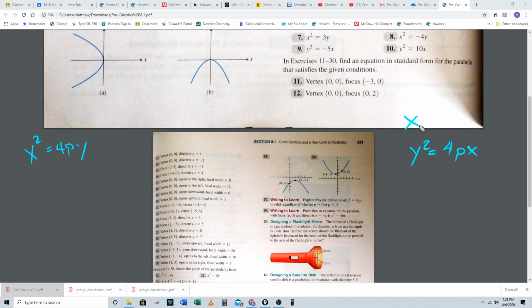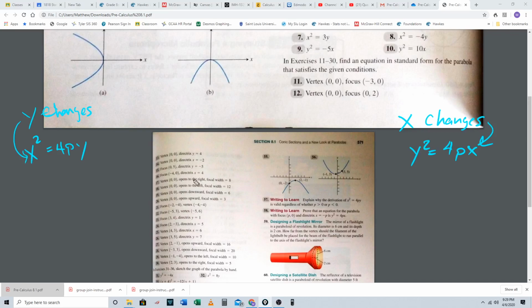So x changes. Okay, that means it's opening either left or right. So we're using this function. If y changes, that means it's either going to open up or down. We're using this function.